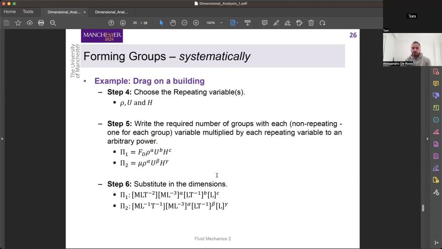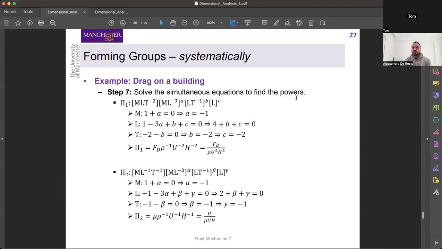Step six, you substitute into this expression and this expression their corresponding dimension. So fd is mass times length times time to the power minus two, times rho. Rho is m l to the power minus three, to the power a. U, length divided by time, to the power b. The height is length to the power c. You play the same game for the second non-repeating variable, for the second group. So mu, mass divided by length divided by time, times density to the power alpha, velocity to the power beta, height to the power gamma. Then you solve the simultaneous equations to find the powers.